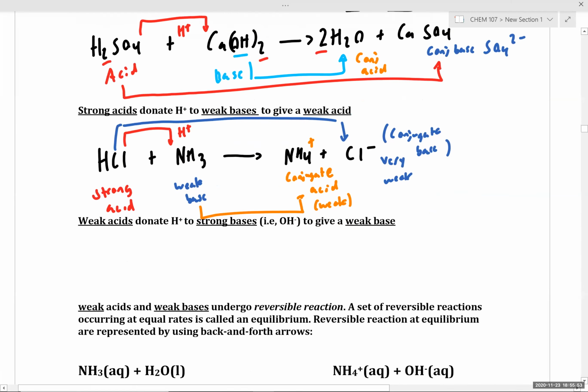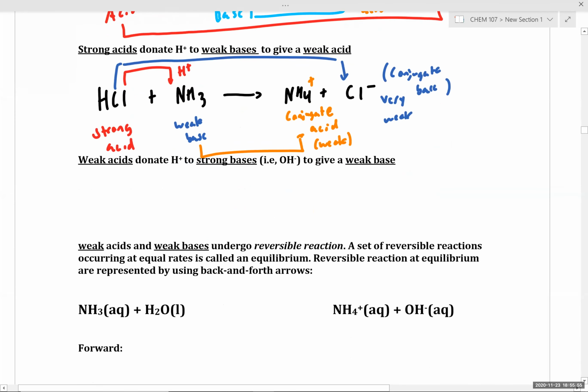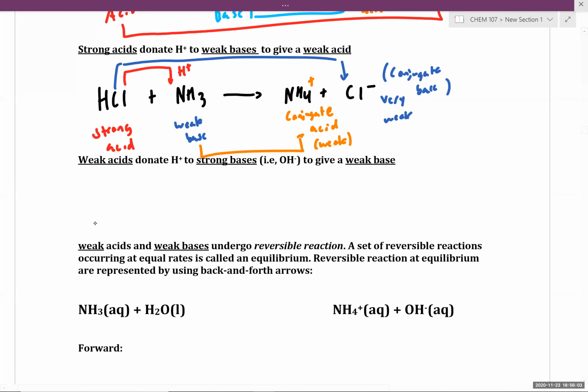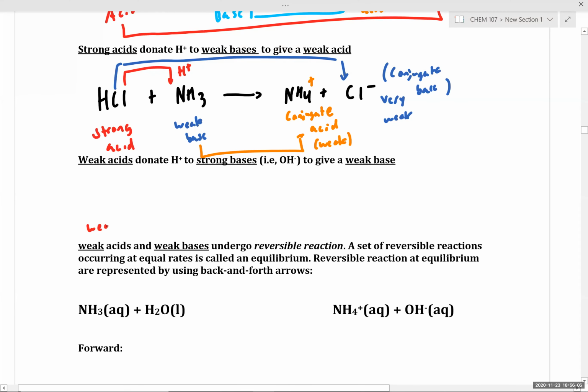Okay, so let's keep going now. And let's talk about weak acids reacting with strong bases. So what's an example of a weak acid? What's an example of a weak acid? Ammonia. Weak, what was that? Ammonia. So ammonia we established was a weak base.